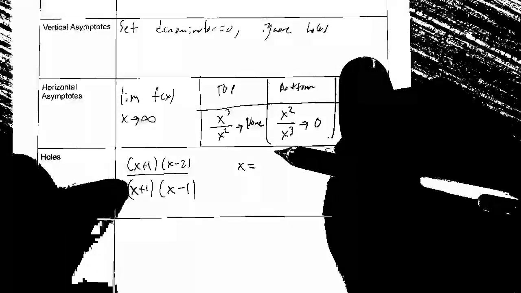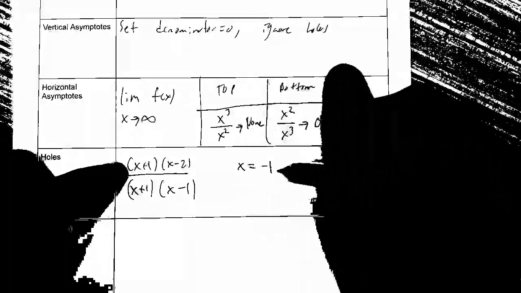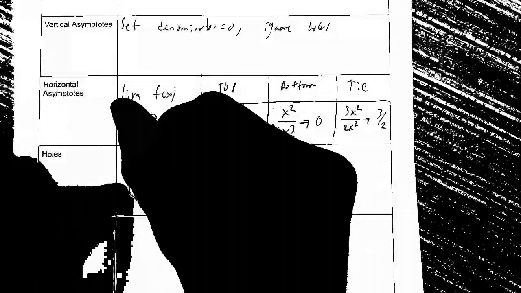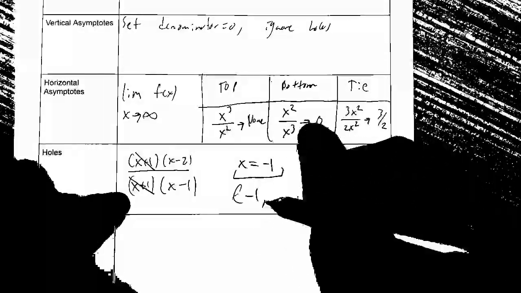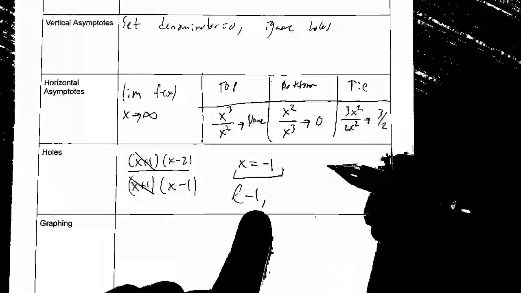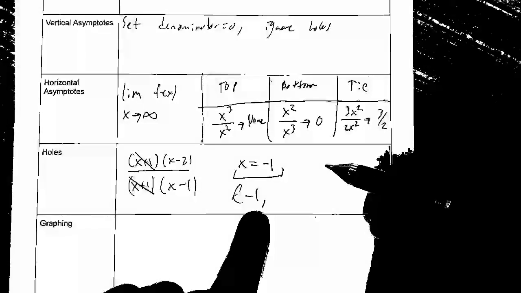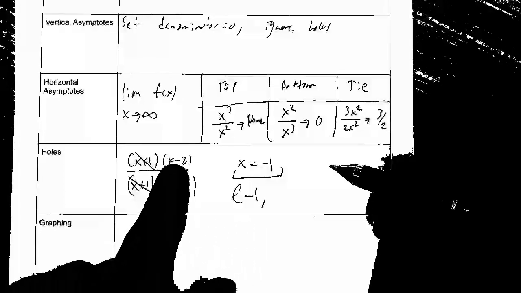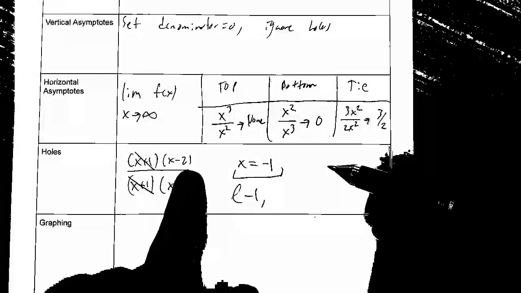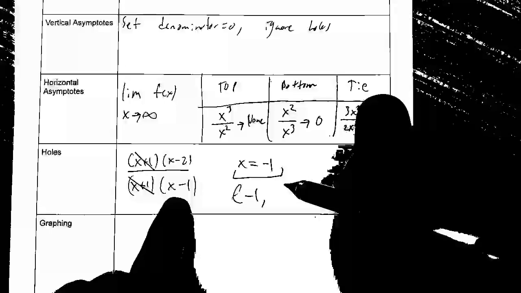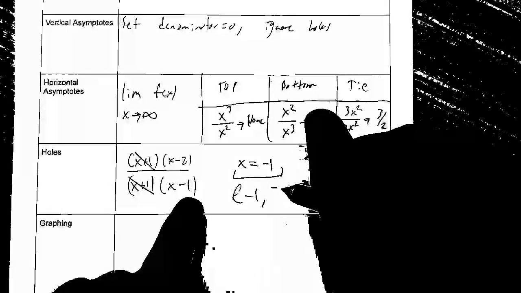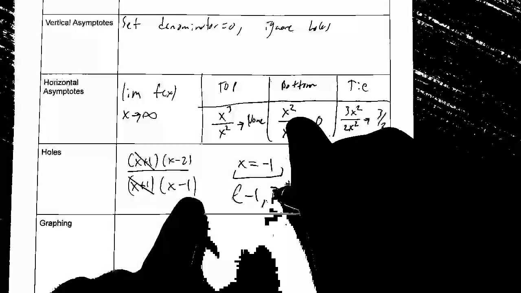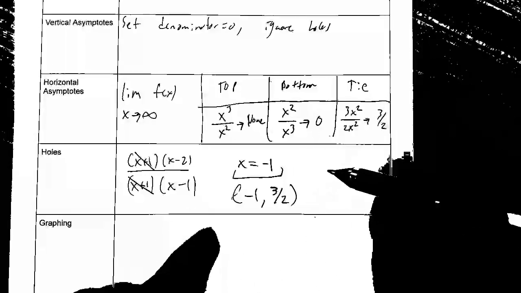Not 1, but at -1. X equals -1 is a hole because it makes both top and bottom 0. So we cancel the hole out. To get the y value of the hole, what do you do with this x value? It's just like limits. You remember this? You plug it into what's left. So it would be -1 minus 2, that's -3 on top, -1 minus 1, -2 on bottom. So it would be double negative, so it would be 3 over 2.